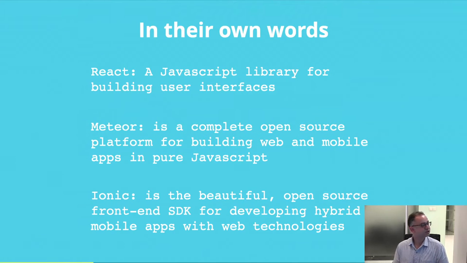So this is a quick couple of slides on what these systems are. React on their own page says it's just a simple JavaScript library for UI. Meteor, you all kind of know what that is. And Ionic, if you've not heard of it, is this beautiful open source front-end SDK for building a hybrid mobile app. So it's kind of like a write once, deploy anywhere type of solution, built on top of PhoneGap, I think. So Ionic is trying to build native apps with some web layers, on top of PhoneGap. It's not native.